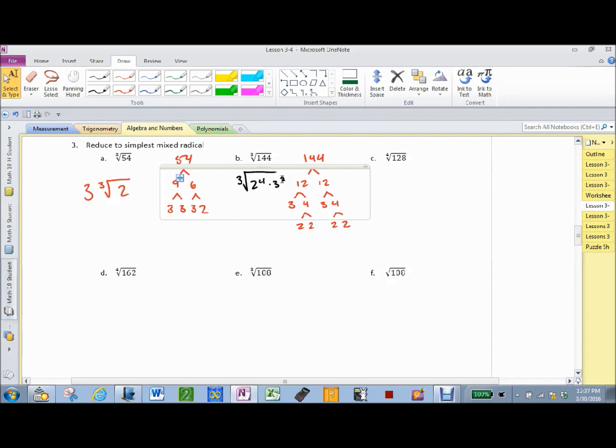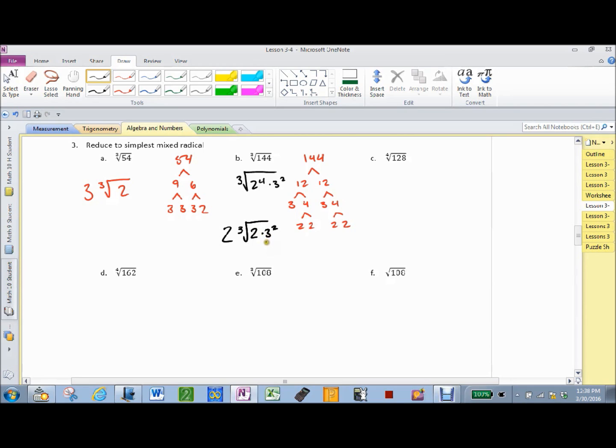Do you see any groups of 3? Where? The 2's. But I'm going to have to leave one under there, aren't I? So what's coming out? 2. And what do we leave under there? A 2. And how many 3's? 2 3's. Is that simple?